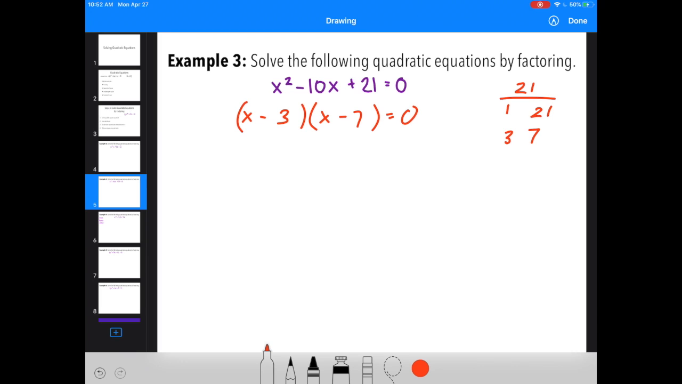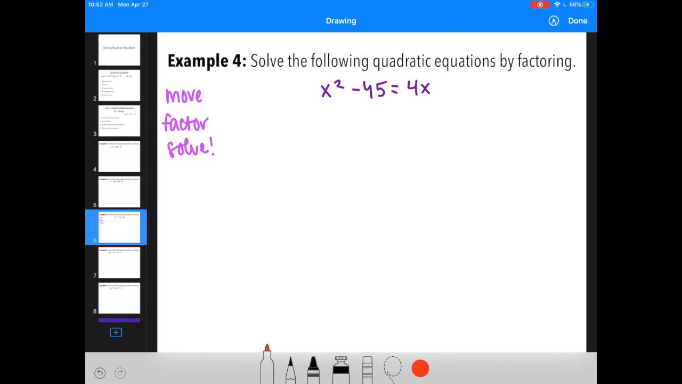So x minus 3, x minus 7. Now that I have that factored out, I'm going to break it up and set each of those parentheses equal to 0. I'm going to solve for x, so x is equal to +3, and x is equal to +7. So my final answer is 3, 7.